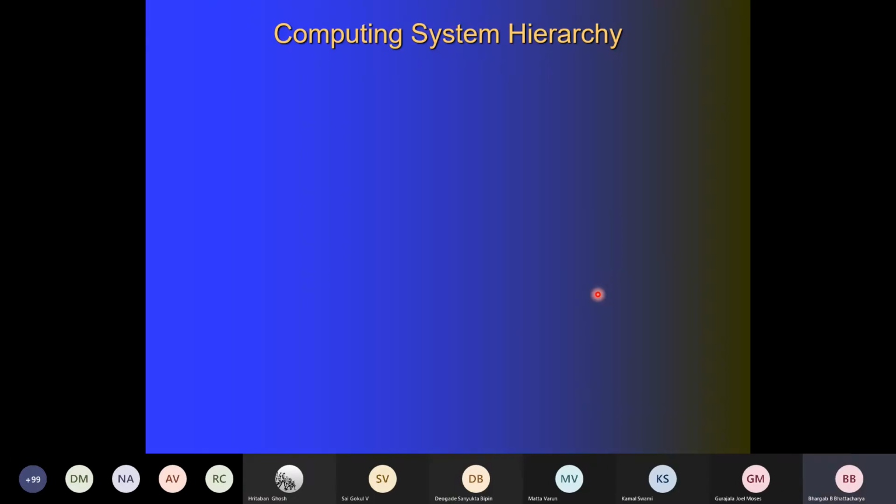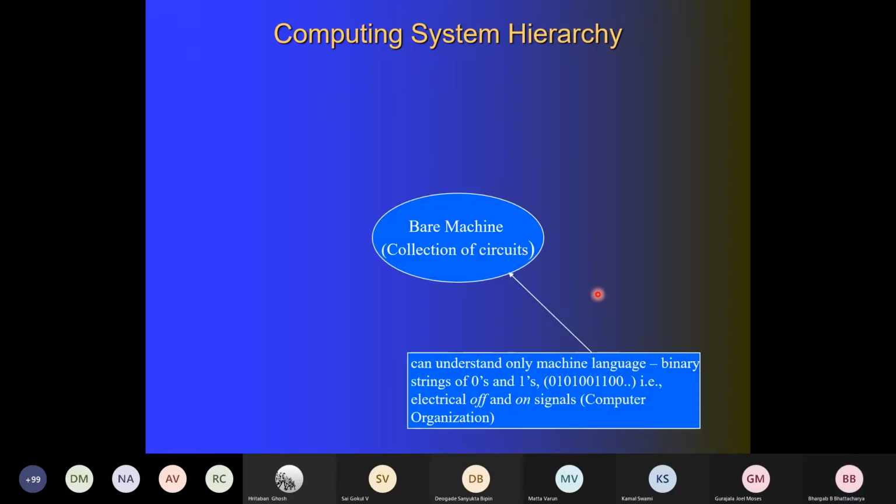Well, now let us look into a computing system hierarchy. So if you consider hardware as a black box, what does it contain? This slide we discussed in the previous class, I want to just go through it very quickly.